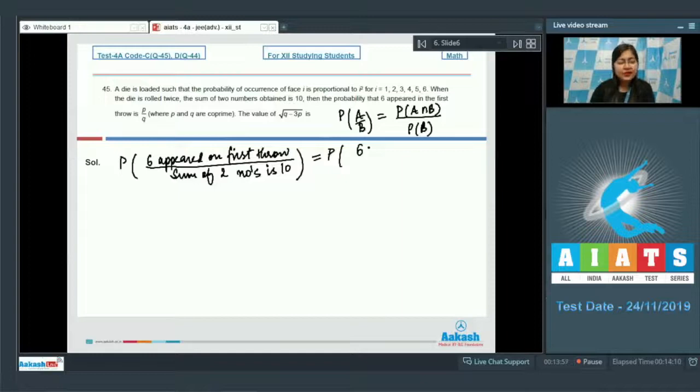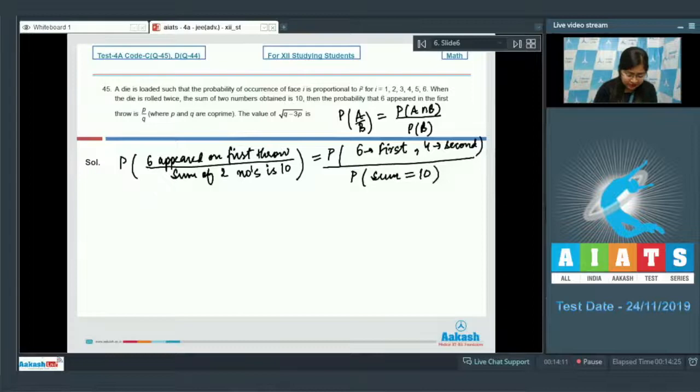Now if the sum is 10, then 4 must have occurred on the second throw, right? Divide by the probability that a sum of 10 has occurred. Now let us firstly find the required probability.